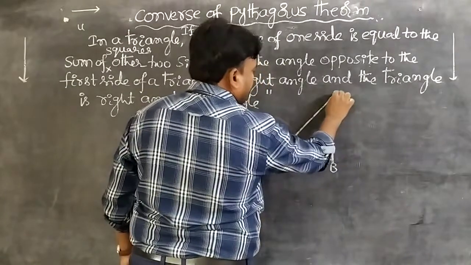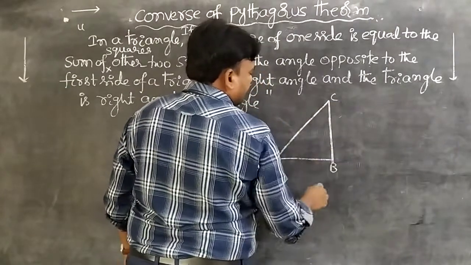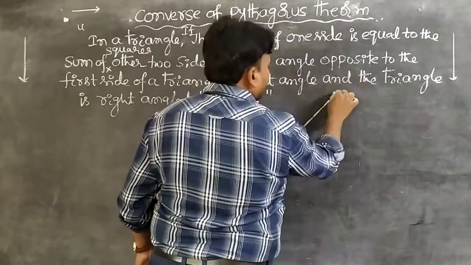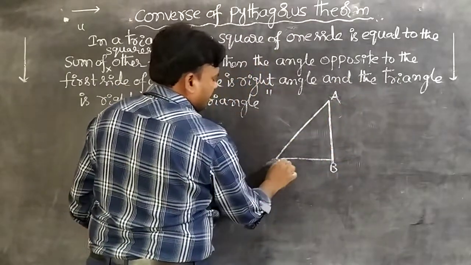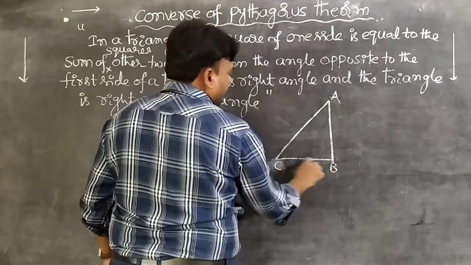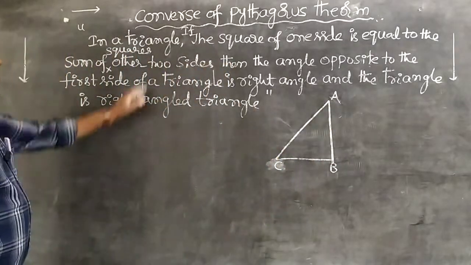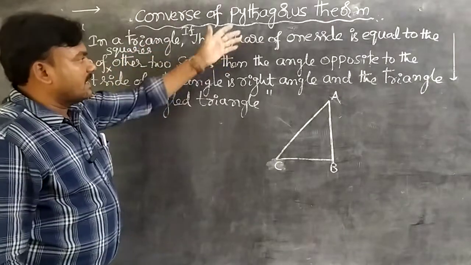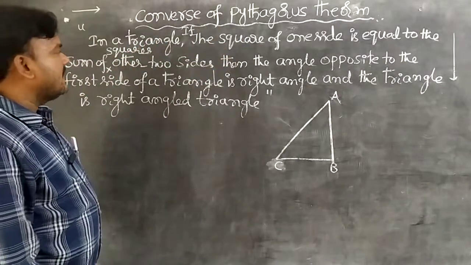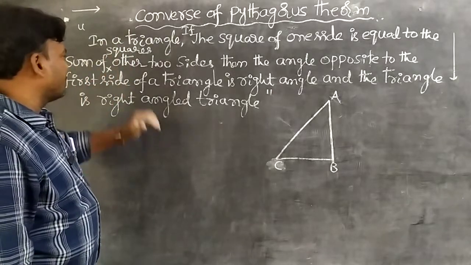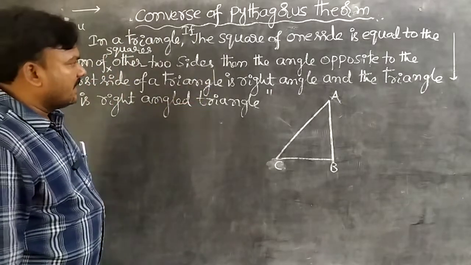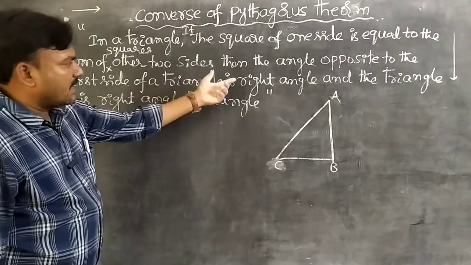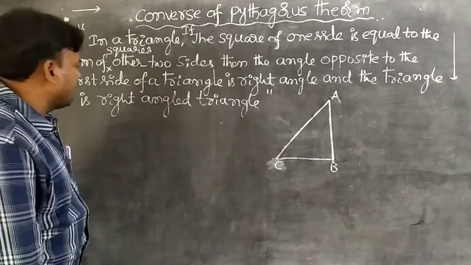So ABC is a right angle triangle. Okay, ABC, or we can take it like that also. A, B, C, here also no problem. Theorem: In a triangle, if the square of one side is equal to the sum of squares of the other two sides, then the angle opposite to the first side is a right angle and the triangle is a right angle triangle.